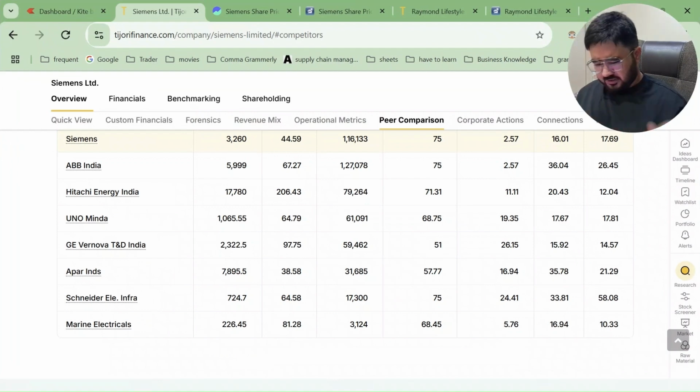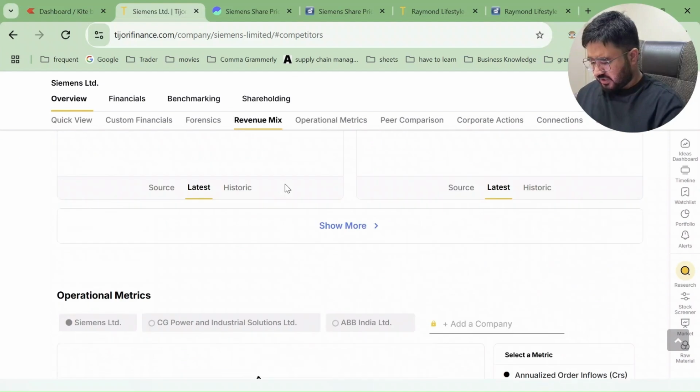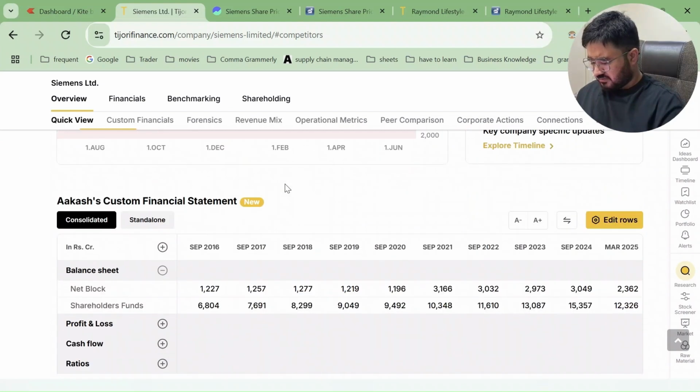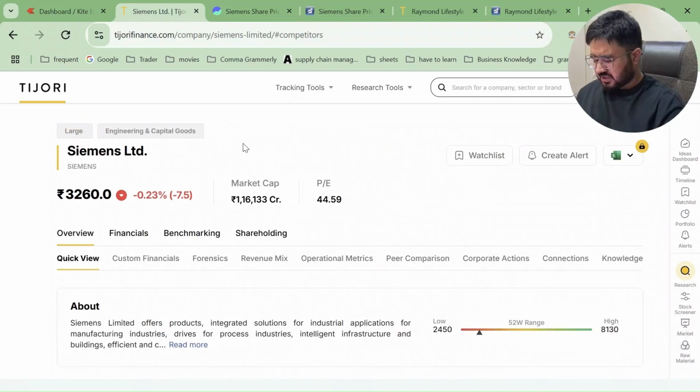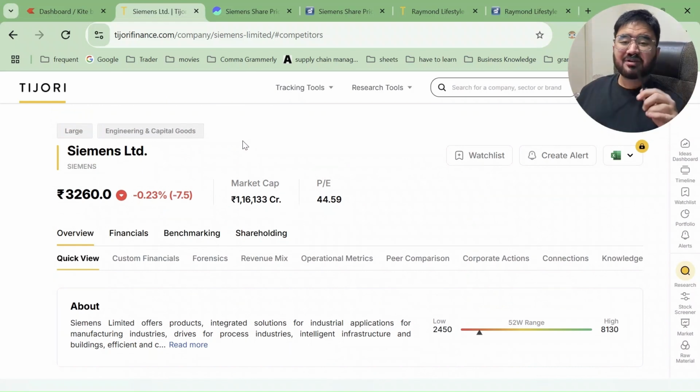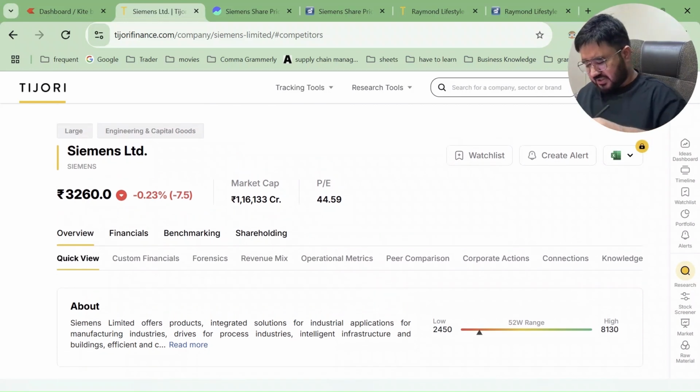Okay, so I will show you an example of Siemens. I am using the Tijori website, because my broker is Zerodha and it's linked to Tijori, so why not? And it is a very good website. So here you could see, let me go here.